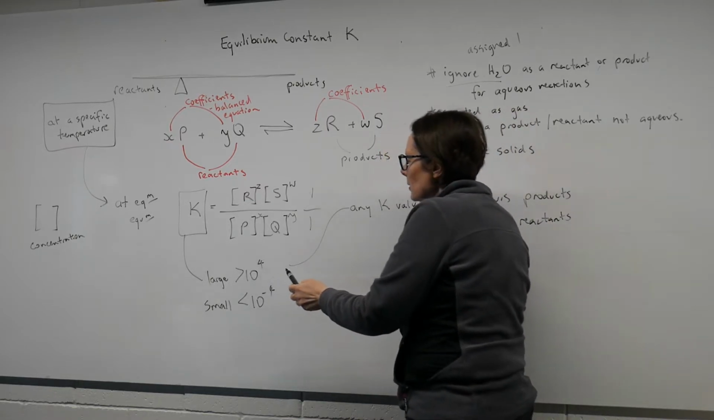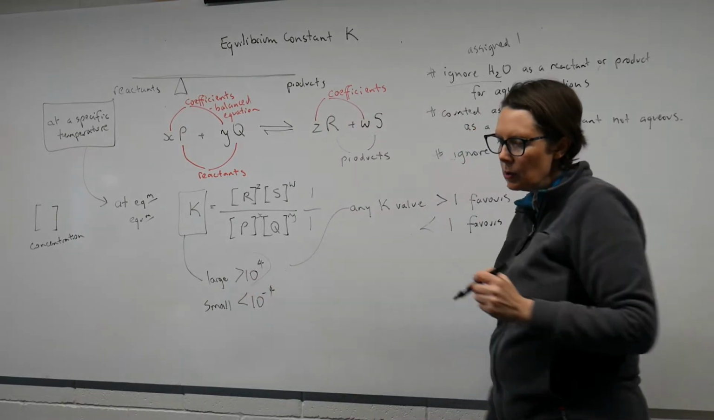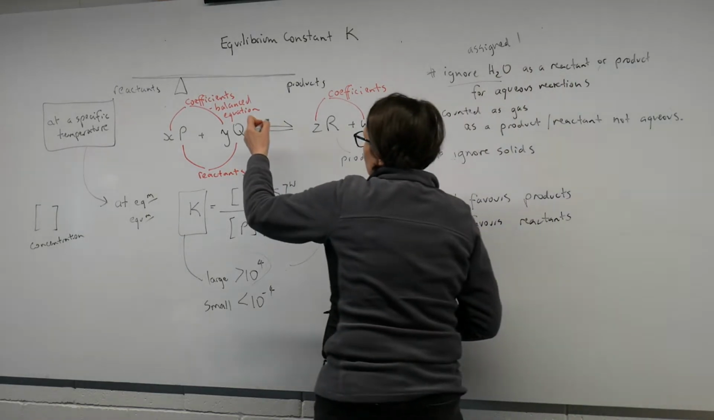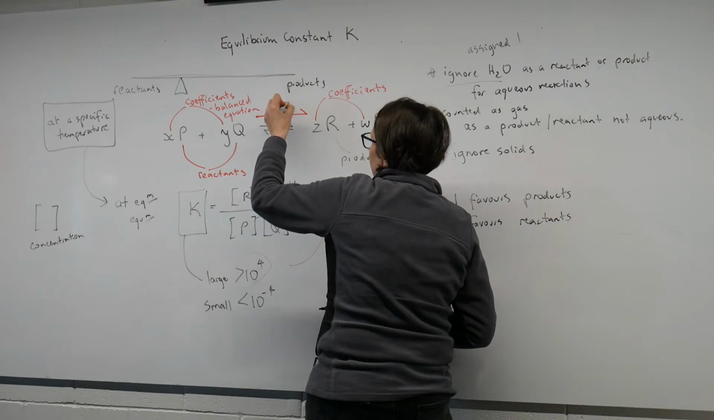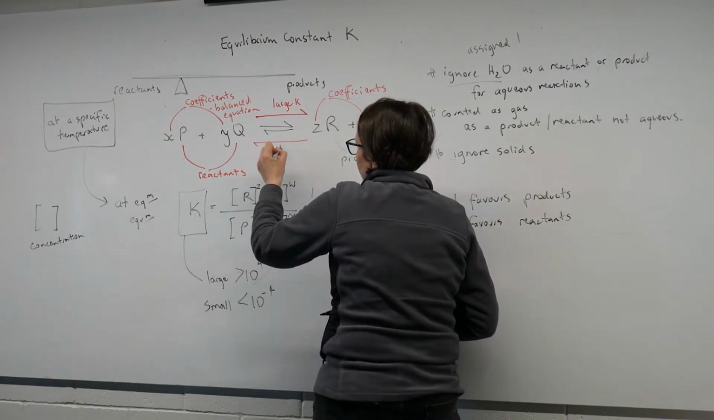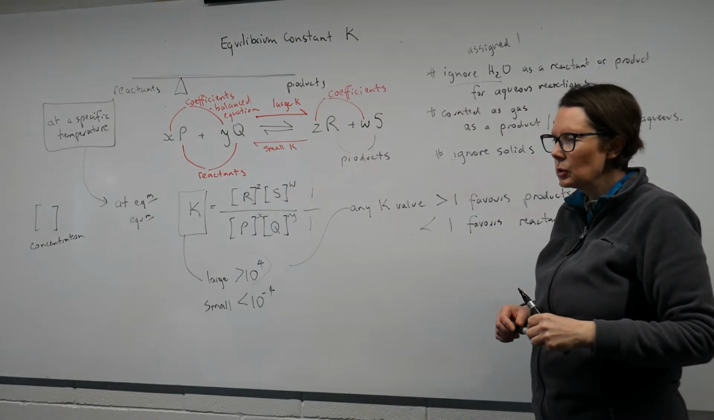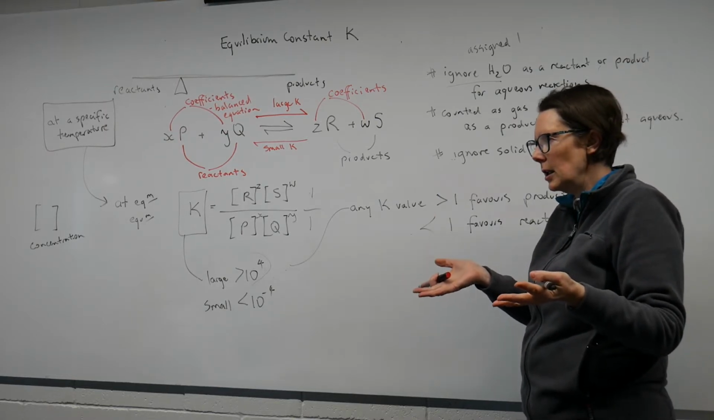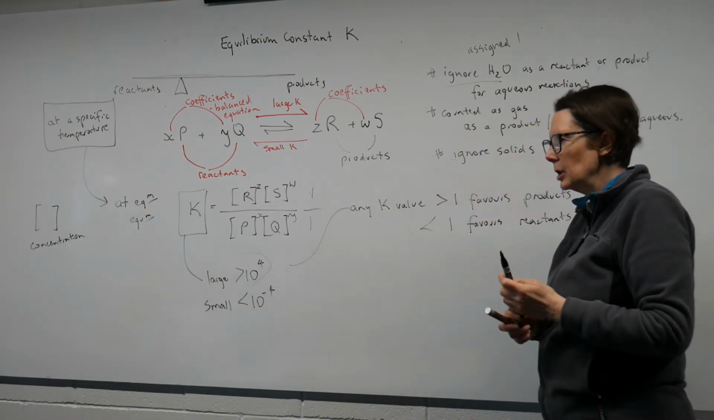So if we have a large value, that's telling us that the equilibrium favours the forward reaction. Okay, so this is a large K, and then this would be a small K. Does that make sense? It's telling us which way or which side dominates at equilibrium at that particular temperature for that particular reaction.